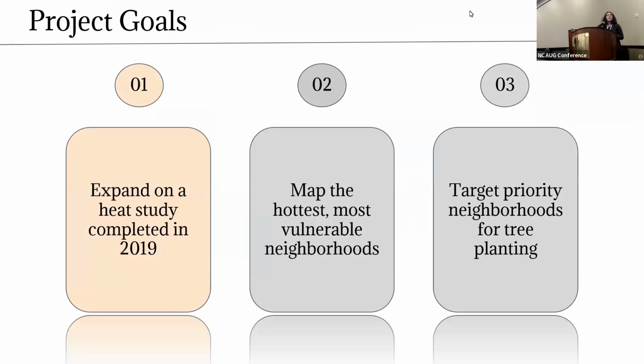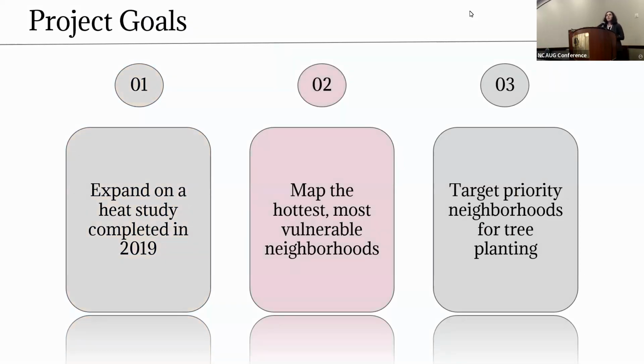With the help of Asheville Greenworks, we came up with three primary project goals. The first one is to expand on a heat study that was completed by the NASA Develop Program in 2019. This study took land surface temperatures and US Census data to create a heat risk map of the Asheville city area. My job was to expand on this to encompass all of Buncombe County.